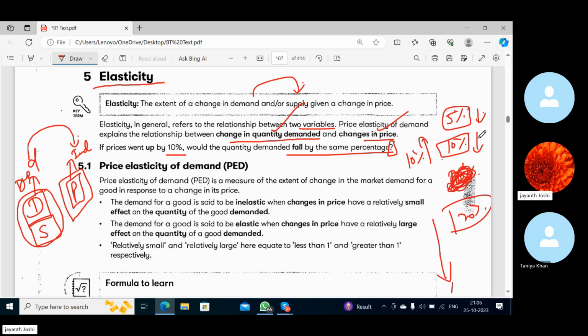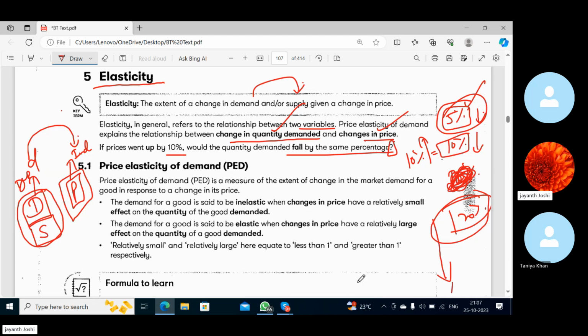Equal change, we can say. Almost equivalent change. So here the change was very little, which means the responsiveness of demand was very low. Here the responsiveness of demand is very high. Here the responsiveness is equivalent. So when a very small change in price makes the demand change to a very high extent, we can say that is elastic demand. What do we call that? Elastic demand.